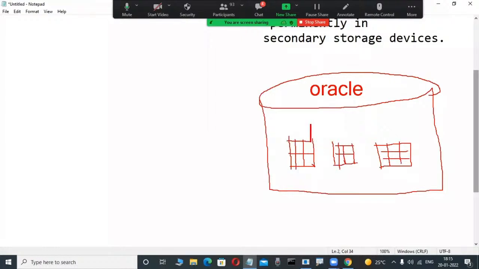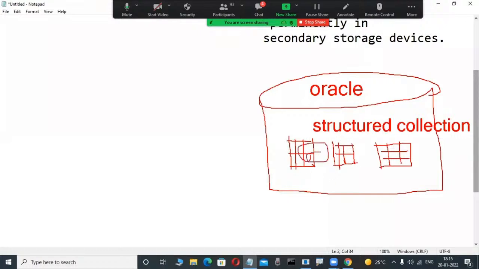Once a structured collection of data is there, all relational databases store a structured collection of data. That is important, not non-structured. Non-structured means other databases are there. Oracle is one of the popular relational databases, and these relational databases store only a structured collection of data.